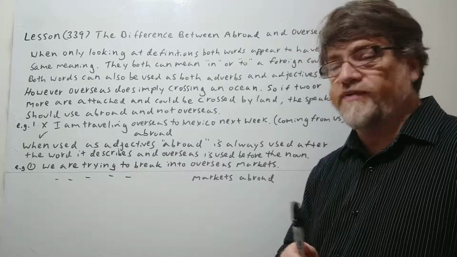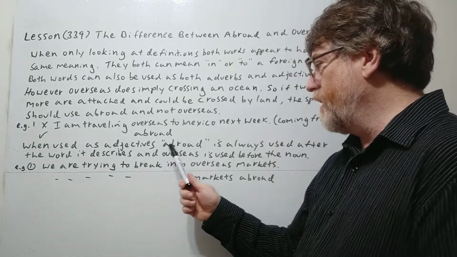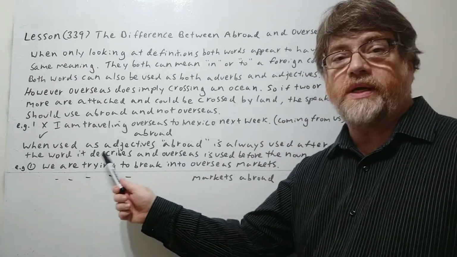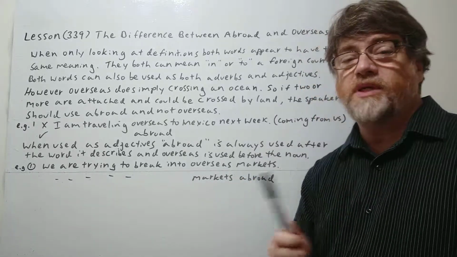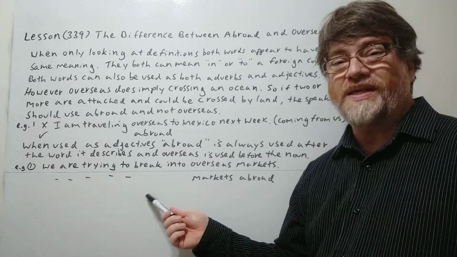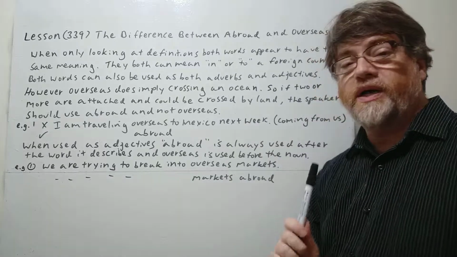Let's continue. Here's another key difference, though. When used as adjectives, abroad is always used after the word it describes, and overseas is always used before the noun. So that's a good thing to note. So let's just take a look at one example here. We are trying to break into overseas markets.